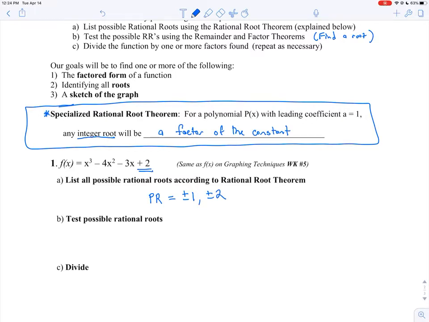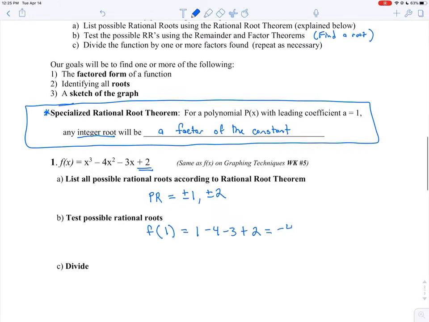So these are our possible roots. So we want to test these roots to figure out which ones are our actual factors. So if we're testing them, we're checking, all right, what's f of 1? If we plug 1 into our original function, we'd have 1 minus 4 minus 3 plus 2 at the end. So we're at negative 6 plus 2, we're at negative 4. So that means that is not a root.